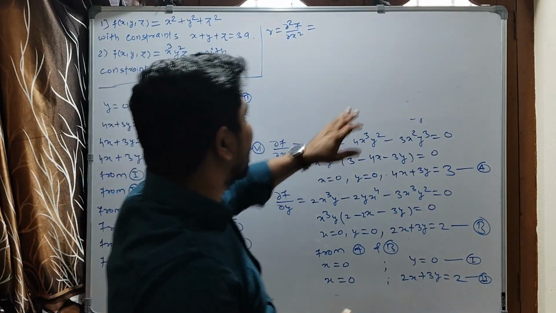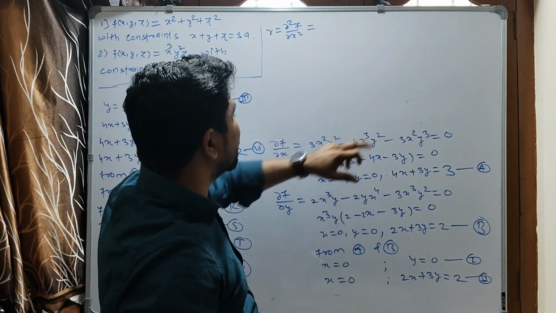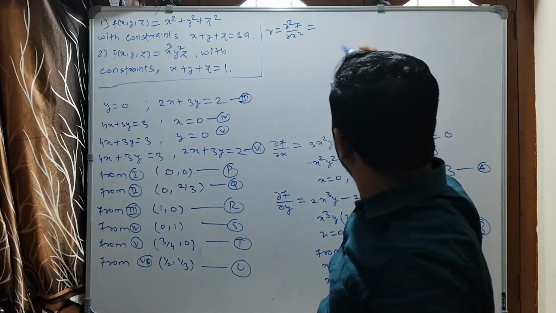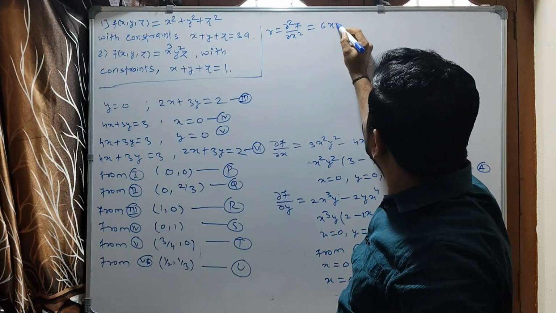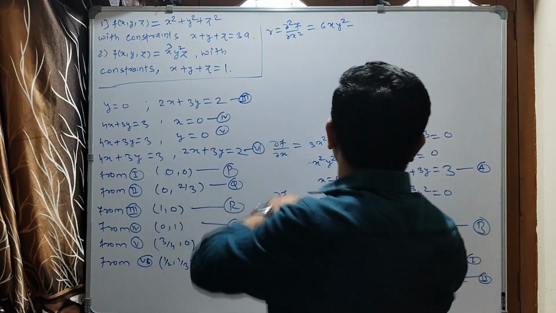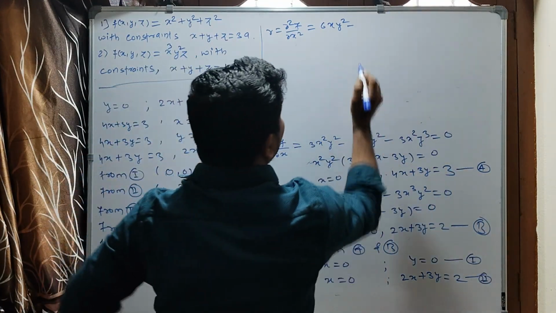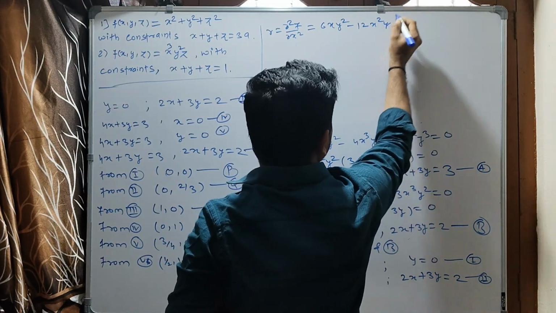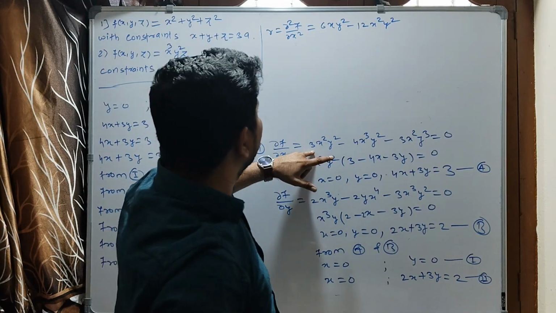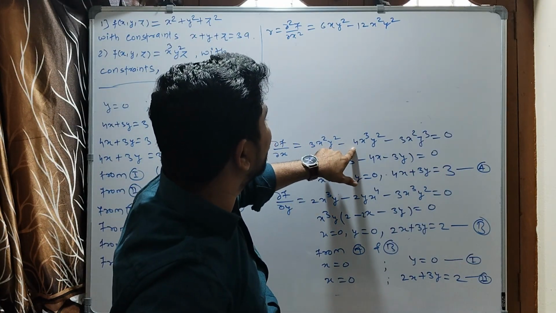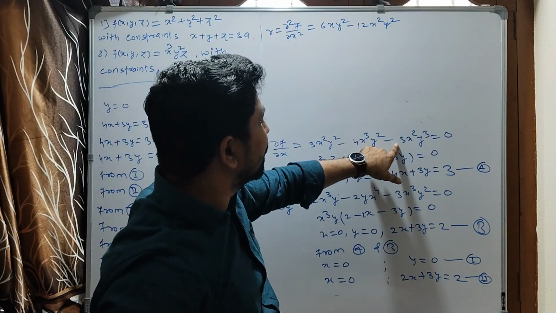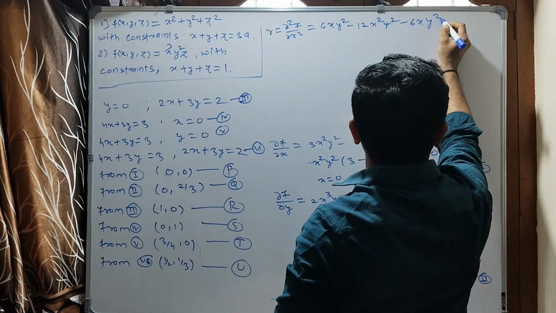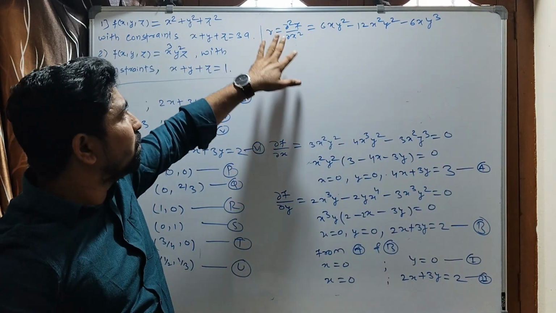If this is my del f by del x, now take the partial derivative of this function with respect to x again. So this is equal to 6x y square minus 4x cube y square, which becomes 12 times x y square minus 12 times x square y square, and minus 6x times y cube. Now this is my del 2 f by del x square.